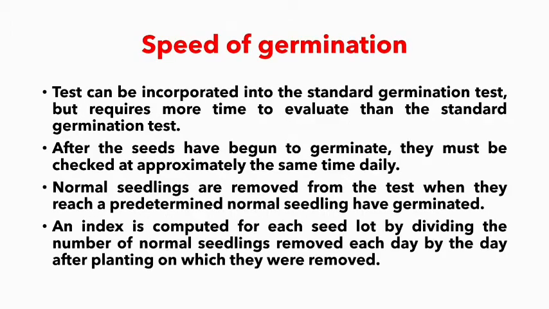Speed of germination. If a more detailed test is desired, we can go for the speed of germination test. This test can be incorporated into the standard germination test but requires more time to evaluate than the standard germination test. After the seeds have begun to germinate, they must be checked at approximately the same time daily. Normal seedlings are removed from the test when they reach a predetermined normal seedling stage. An index is computed for each seed lot by dividing the number of normal seedlings removed each day by the days after planting on which they were removed.